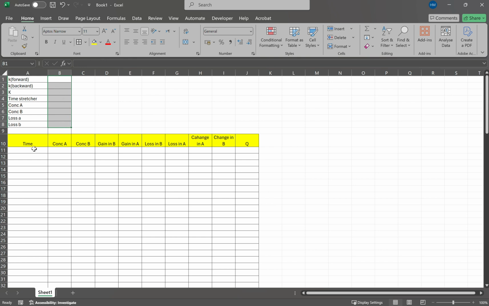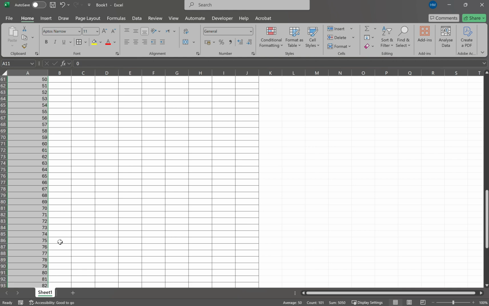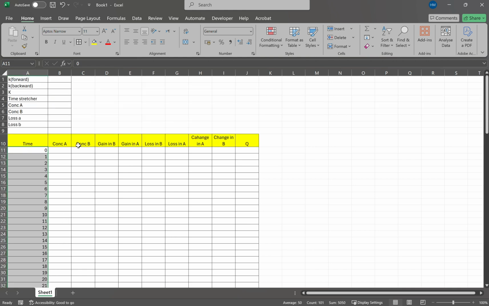Okay, so first of all, let's put our time in. So 0, 1. Then we can click and select those two, hover over the bottom right hand corner so you get the square. Then if you just click and drag down, I've gone to 100 seconds here. Great, so now we're going to put in our rate constants for the forward and backward reaction.